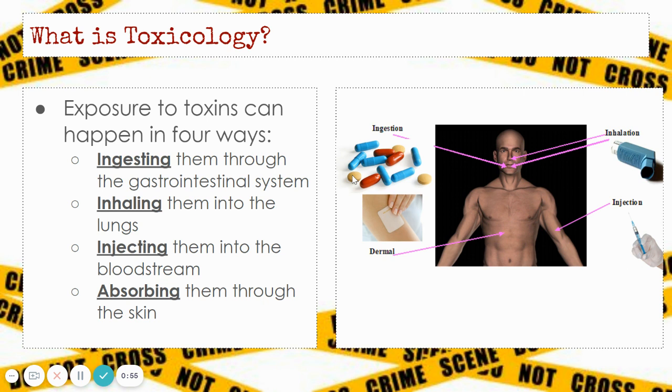Right, there are 4 different ways that a person can be exposed to toxins. They can be ingested through their gastrointestinal systems. That means like through the mouth, into the stomach. They can be inhaled through the nose to get them straight into the lungs. They can be injected directly into the bloodstream. And they can also be absorbed through the skin in things like dermal patches.